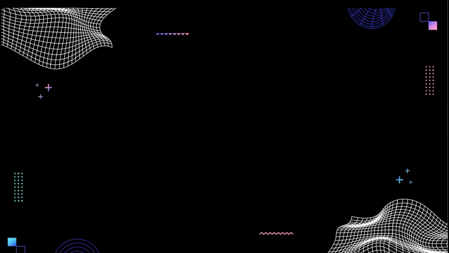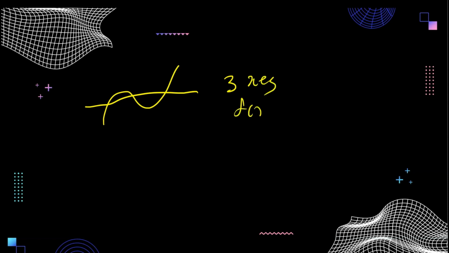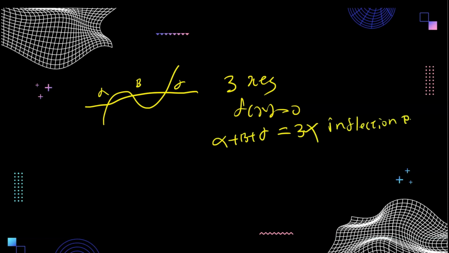Characteristic number 2. If you draw a cubic function that has 3 x-intercepts where f(x) equals 0, let's call them alpha, beta, and gamma. Then alpha plus beta plus gamma is 3 times the inflection point. Actually, it's not just the inflection point, it's the inflection point's x. But anyway, let's take a look at the proof.